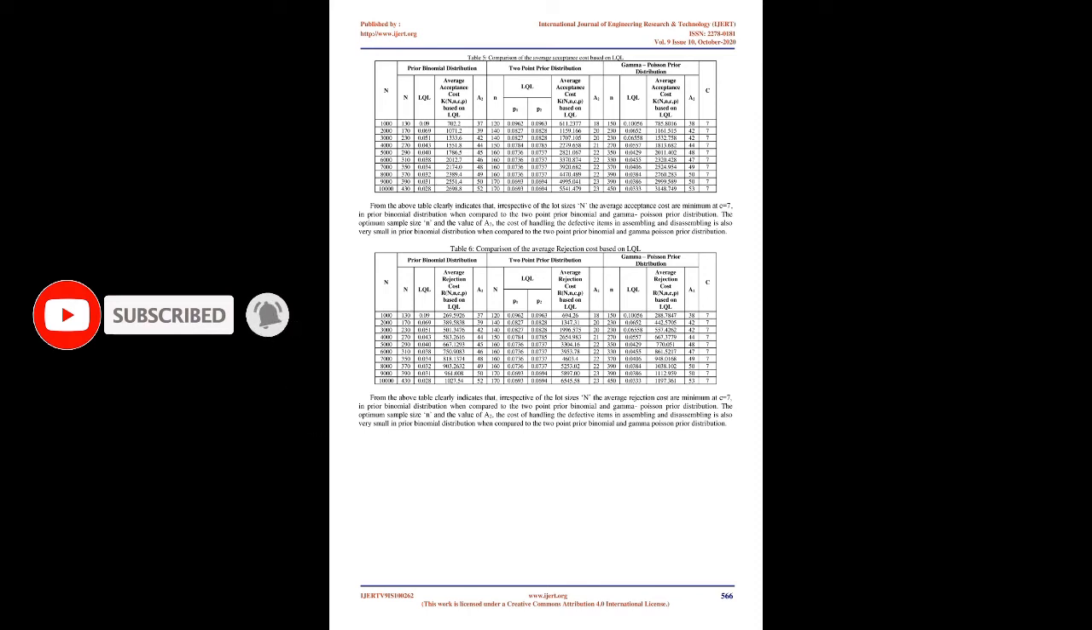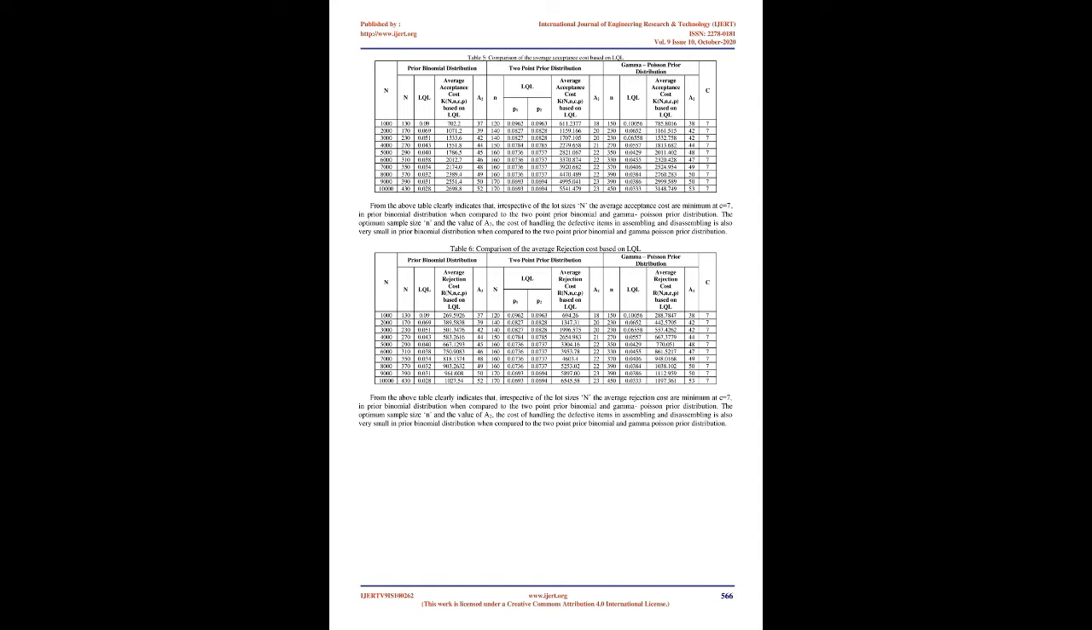irrespective of the lot sizes, the average acceptance cost is minimum at c equals 7, the optimum sample size n and the value of A2, the cost of handling the defective items in assembling and disassembling, is also very small in 2-point prior binomial distribution when compared to the prior binomial and Gamma-Poisson prior distribution. The above table clearly indicates that, irrespective of the lot sizes, the average rejection cost is minimum at c equals 7, the optimum sample size n and the value of A2 is also very small in 2-point prior binomial distribution when compared to the prior binomial and Gamma-Poisson prior distribution.